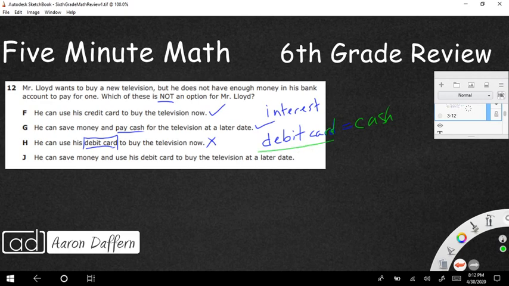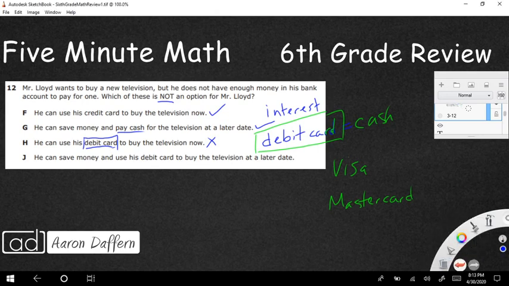So a debit card sometimes gets confused with a credit card because they are both going to say Visa, they're both going to say MasterCard. That just means that they are accepted by the store that accepts those cards. But you have to know whether you have a debit card or a credit card. And a debit card, you must have that amount of money in your checking account. So that's not going to work.